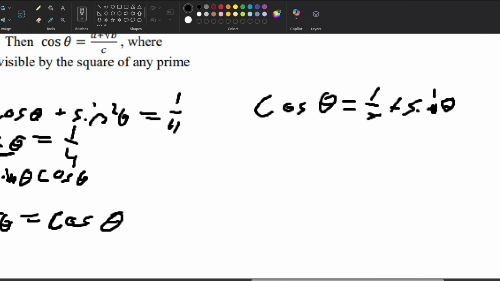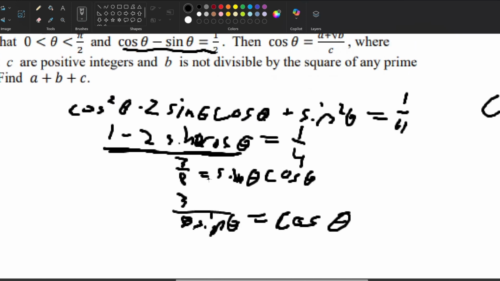Wait, did I do the squaring right? I might have not done the squaring right. I do see, yeah, it should just be minus and plus.